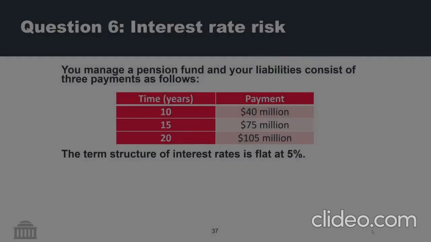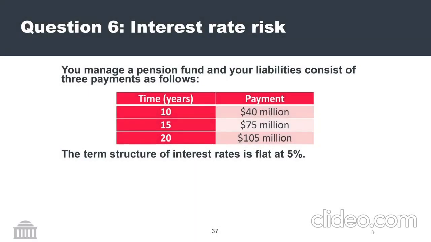In this question, we will learn about interest rate risk. Suppose that you manage a pension fund and your liabilities consist of the following three payments. 10 years from now, you have to make a payment of $40 million. In 15 years from now, you have to make another payment of $75 million. And in 20 years from now, you have to make a payment of $105 million.